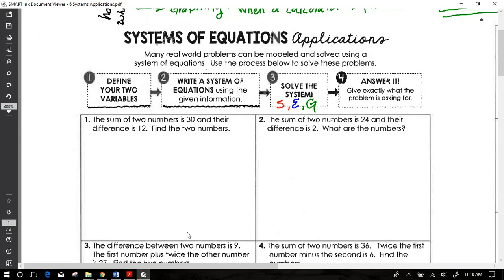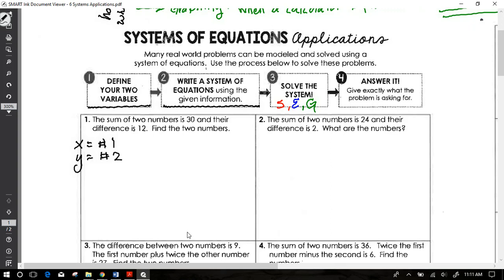The sum of 2 numbers is 30, and their difference is 12. Find the 2 numbers. So I'm going to go ahead and do step 1 first, which is to define your 2 variables. So we're going to say x is going to equal the first number and y will equal the second number.